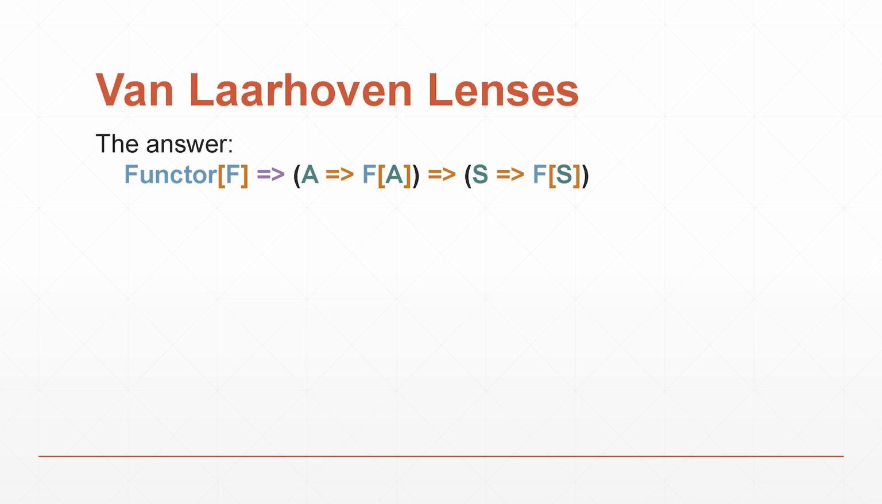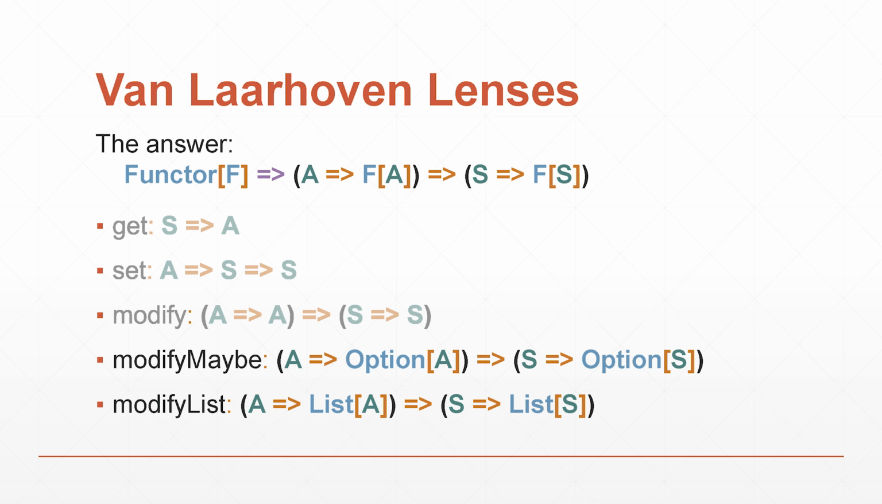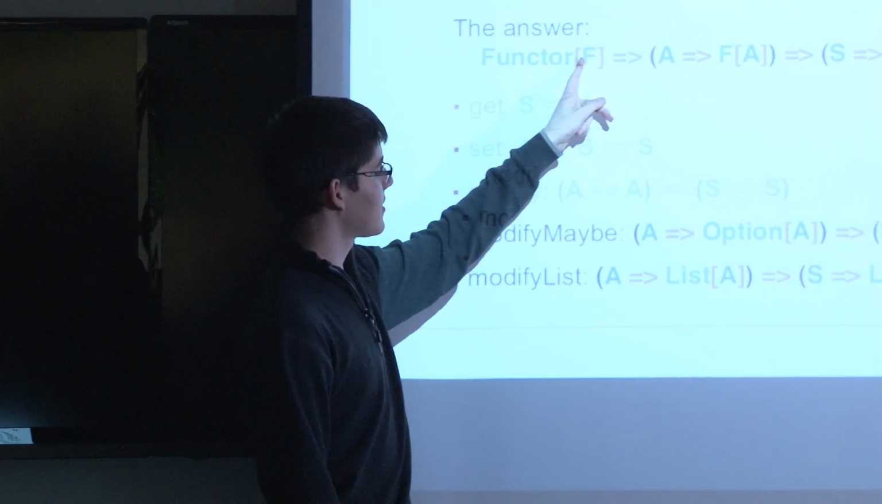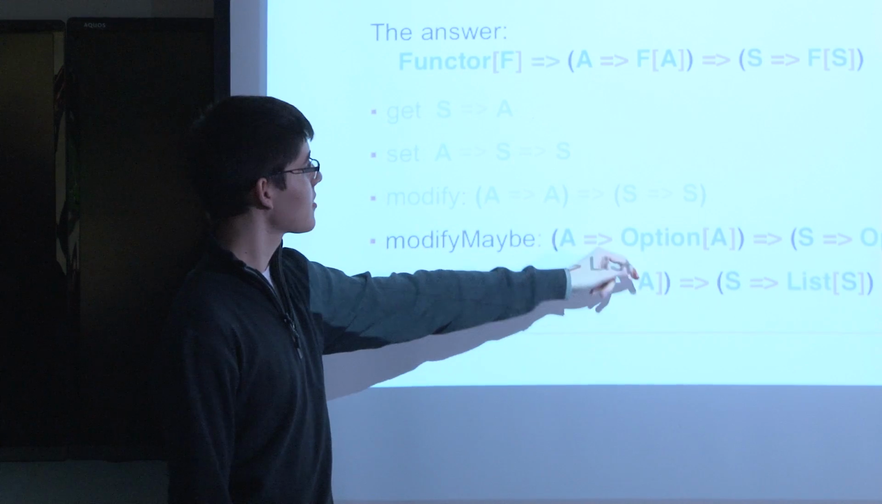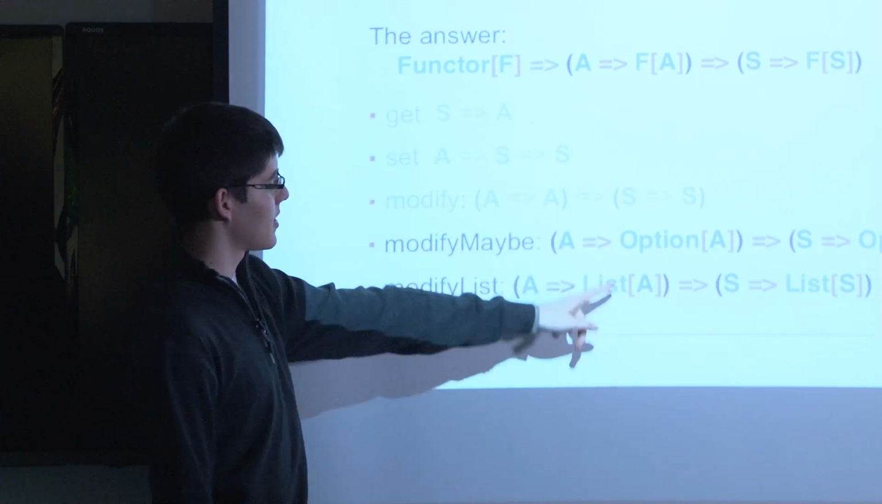So the answer, how do we model all the lens functions in one signature, is this. All right? If we know that f has a functor, for example, option or list, this is the signature. Given a function a to f of a and an s, we give back an f of s. I'll show a lot of examples so you will understand it. All right? So the last two really look like this signature, right? We just take f and substitute option into it, and we can take the f and substitute list.